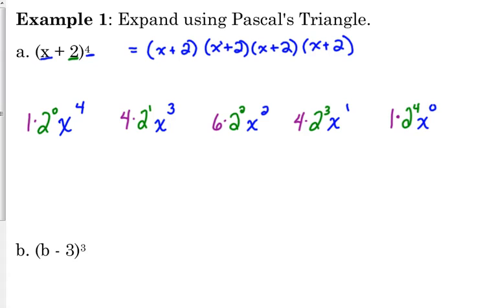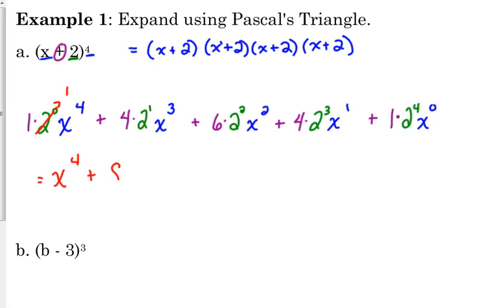Okay. And then since this was plus, all of these are going to be positive. Now all we have to do is simplify the coefficients. Okay? So 2 to the 0, anything to the 0 power is 1. So that first term right there is just x to the fourth.